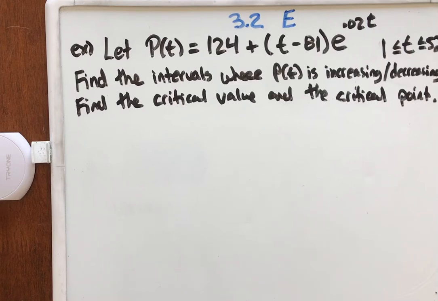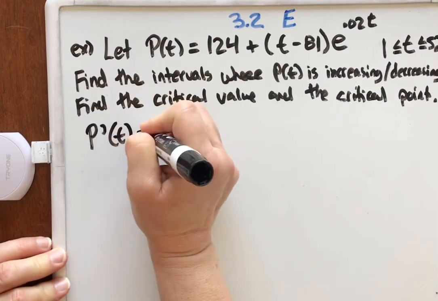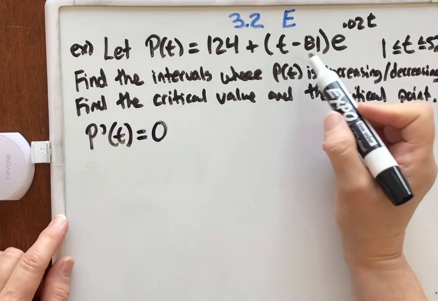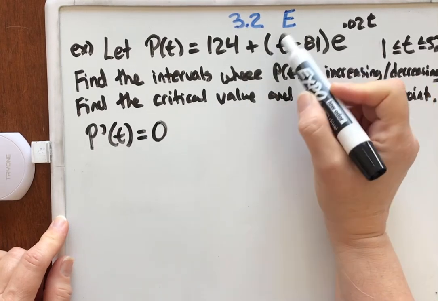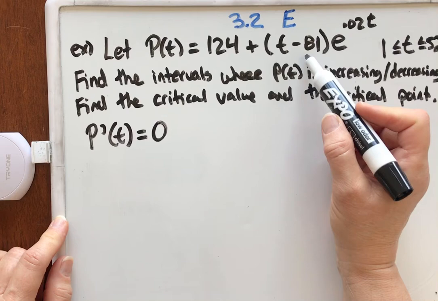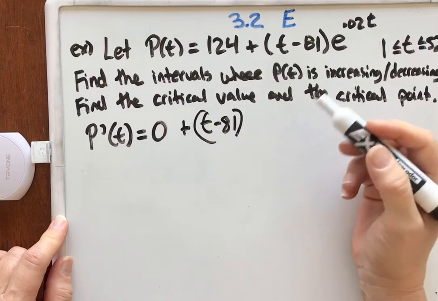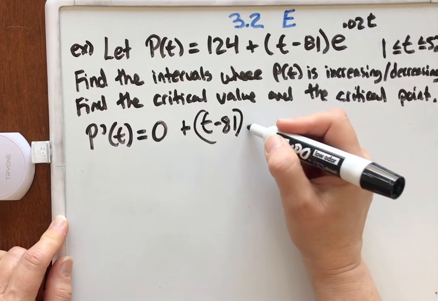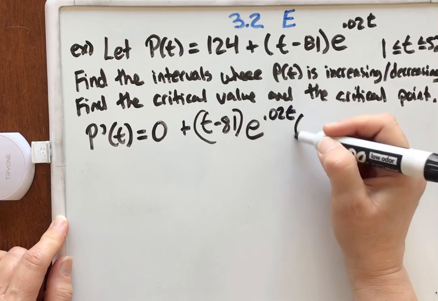So the first thing we're going to have to do is find the derivative. So we find the derivative of P. Derivative of 124 is 0. The derivative of all of this, well, we're going to have to use the product rule, where we'll let this equal f of x and this equals g of x. So using the product rule, we're going to keep f of x the same, which is t minus 81, and we're going to multiply it by the derivative of e to the 0.02t. So we keep this the same, e to the 0.02t, and then we take the derivative of what's in the exponent, which is just 0.02.